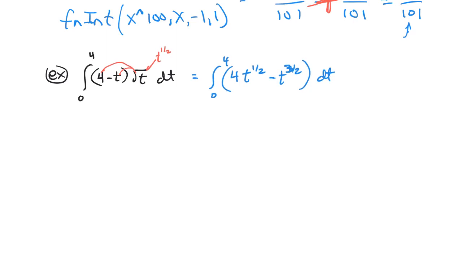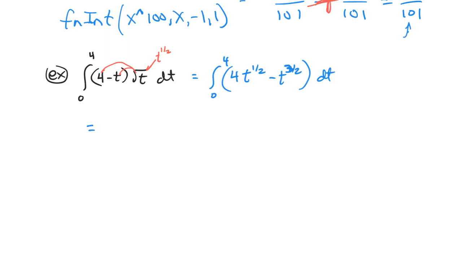Right, because t to the 1/2 times 4 is easy. t to the 1/2 times t to the 1, you add them, right? So that's like t to the 1/2 times t to the 2/2. So you get t to the 3/2. So then from here we're ready to go, because we can use the power rule for both of these.